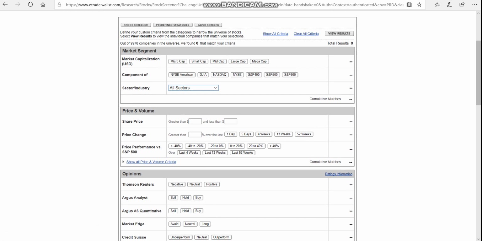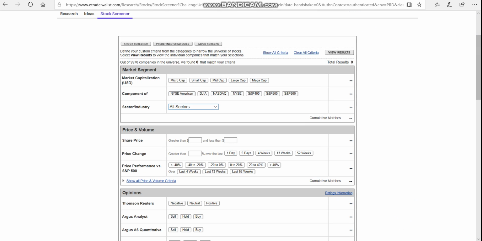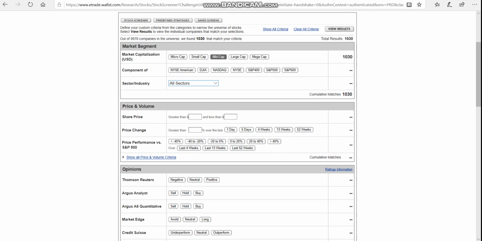Once you're there, you'll be prompted with this page, and this is how you narrow down your stocks. So first things first, I like mid-cap stocks. They still have room for growth, but they're not so extremely volatile that you can lose all your investment in one go. I don't really care if they're in any of this. Usually they won't be if they're a mid-cap stock anyways.